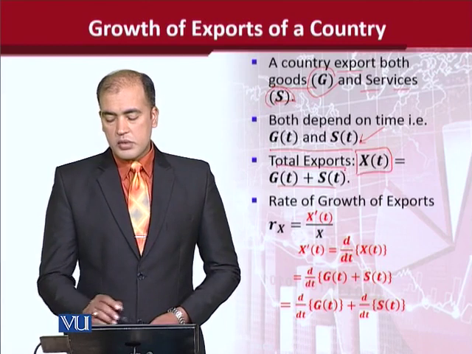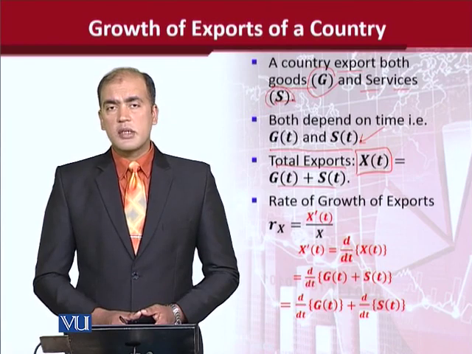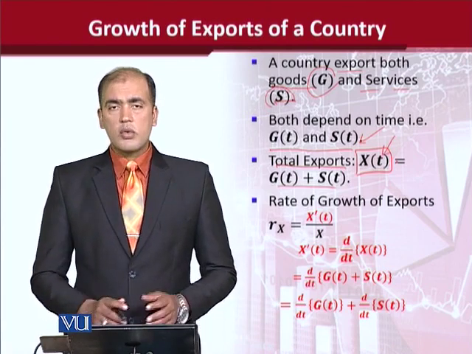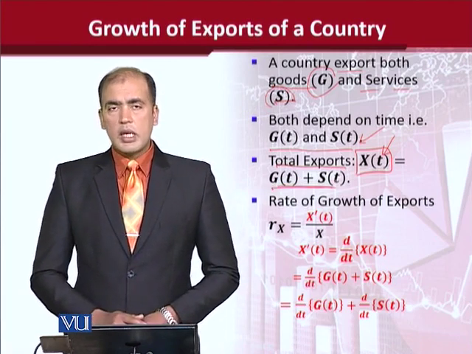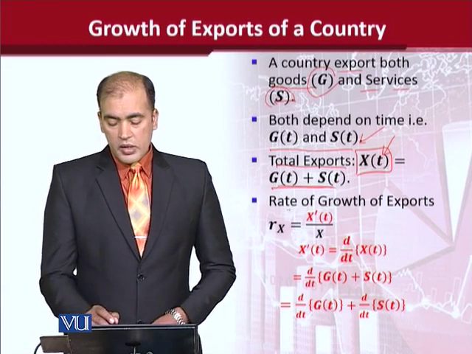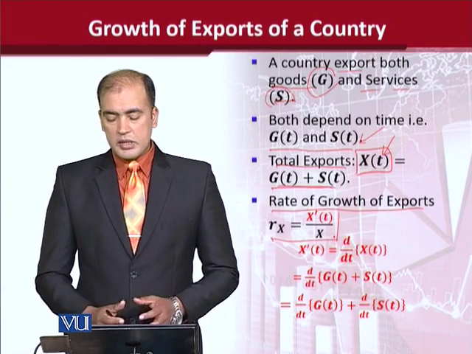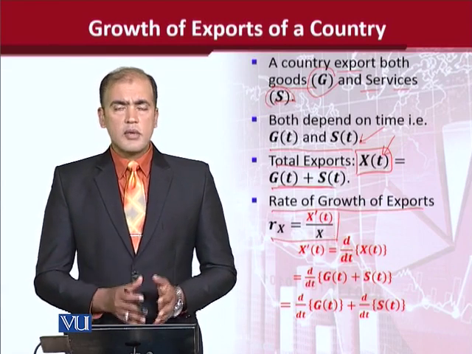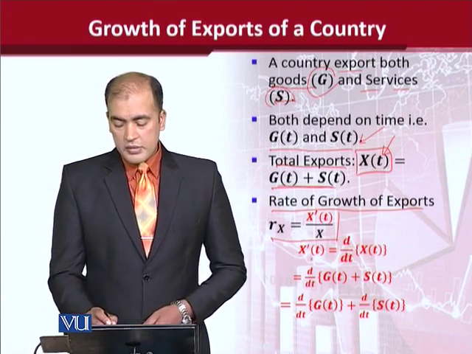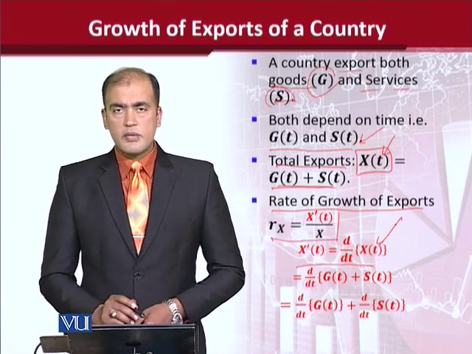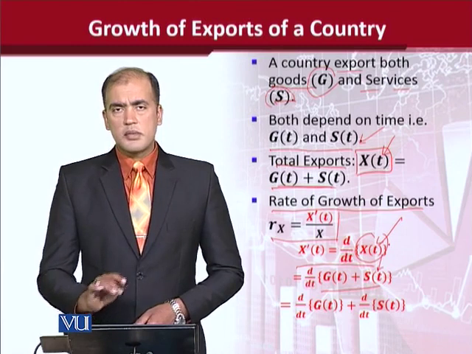And exports को total way में हमने express किया using the notation of X, which is also in terms of T because total is also dependent upon time. And this is the sum of the G and S variables. Now, rate of growth of exports can be found by using this formula. And this formula says that we need to take the derivative of that function, and we also need to divide it with that function. So, firstly, we are taking the derivative of that function. And we know कि X(t) की value ये है, so हमने उसकी जगह इसकी value को substitute किया.